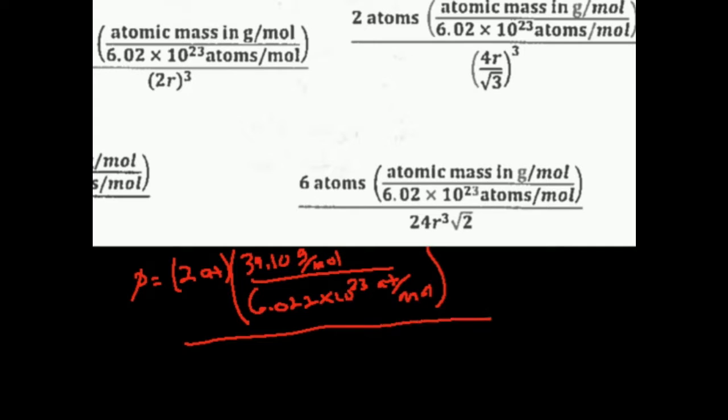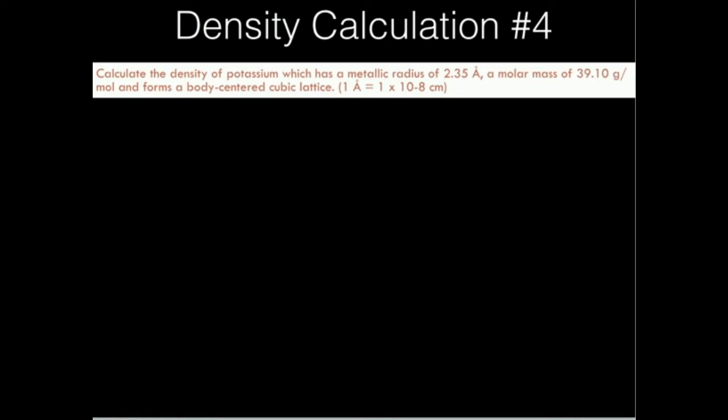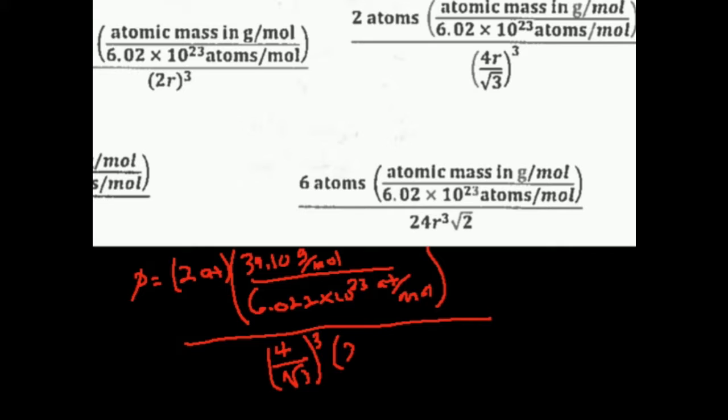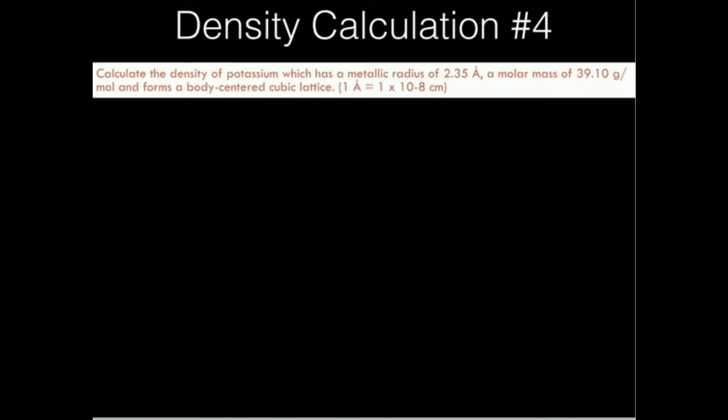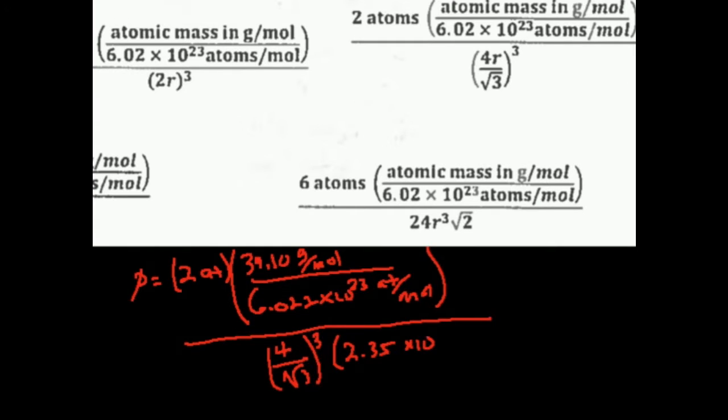That's all going to be divided by this business, which is going to be 4 over the square root of 3, quantity cubed, and then times r cubed. All right, what is r? In this case, r is 2.35 angstroms. All right, so I'm going to say 1 angstrom is 10 to the negative 8th centimeters. This is going to be 2.35 times 10 to the minus 8th centimeters, and that's quantity cubed, and I should multiply all this out and get the density.